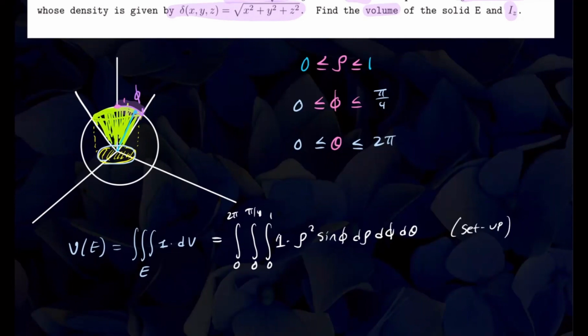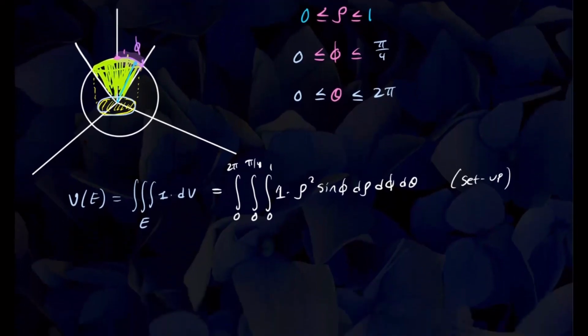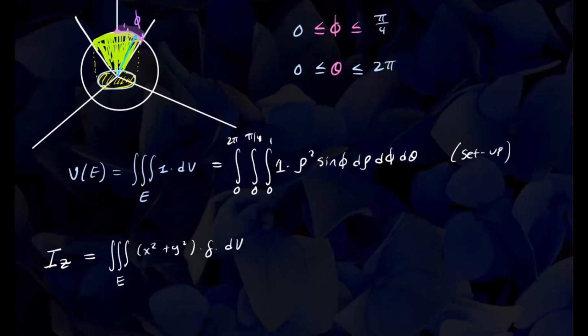Now let's talk about the inertia about the z-axis for this particular object. So first we need a setup. The inertia about the z-axis, so the moment of inertia, that's the second moment of mass. We know this is given for a solid as a triple integral over the solid E of x squared plus y squared times the density function dV. So that is in general.